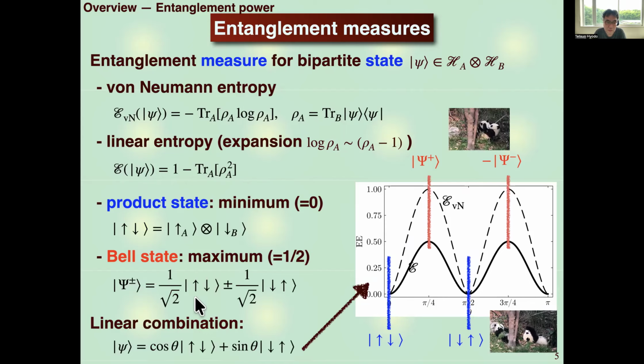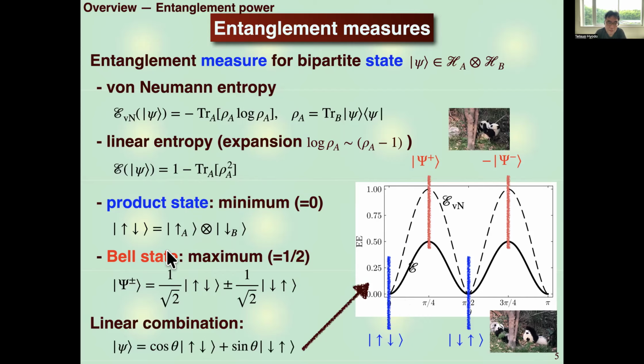But you can just use this two spin state example to check how the linear and von Neumann entropy behave as a function of this linear combination. It is known that if the state is a product state, namely you just combine, for instance, up spin and down spin for particle A and particle B, then there is no entanglement between these two particles. So in that case, both entropies should go to zero.